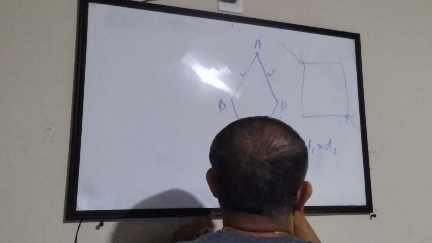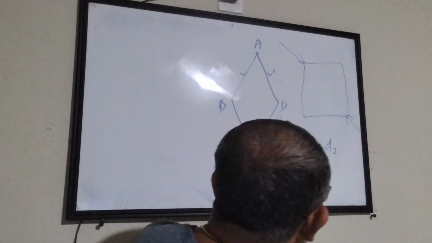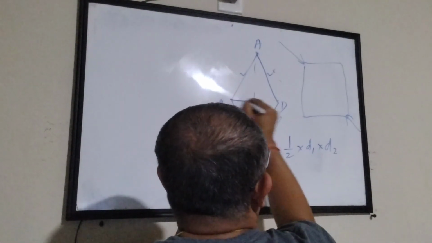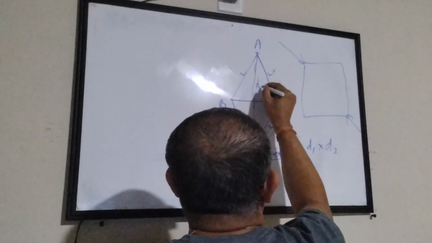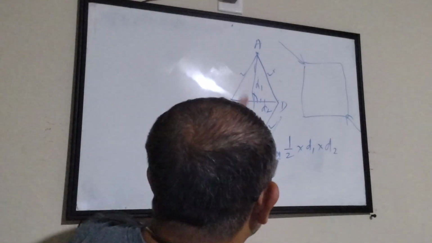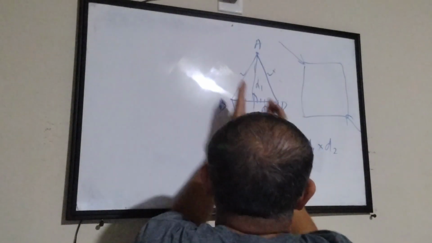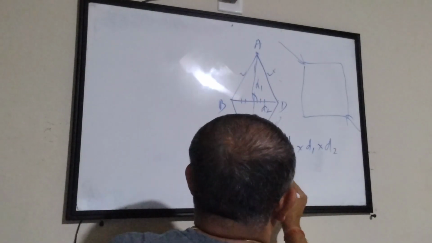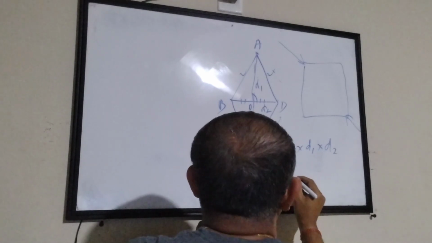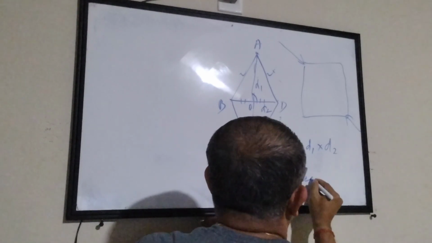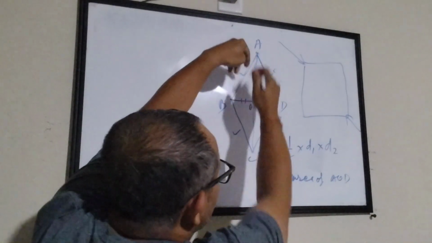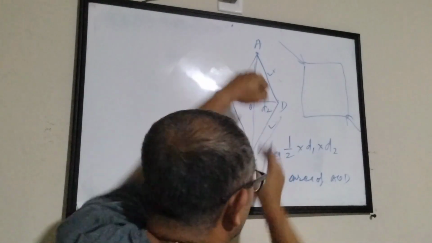Diagonals, we were talking about it last class, all diagonals and why it's half. Basically this is diagonal 1, this is diagonal 2, they bisect each other at 90 degrees. You can visualize this as 4 same right angle triangles, and 4 times the area of one triangle, let's say AOD. So my diagonals are splitting the rhombus into 4 equal right angle triangles.